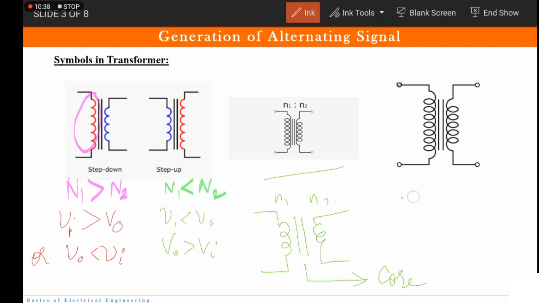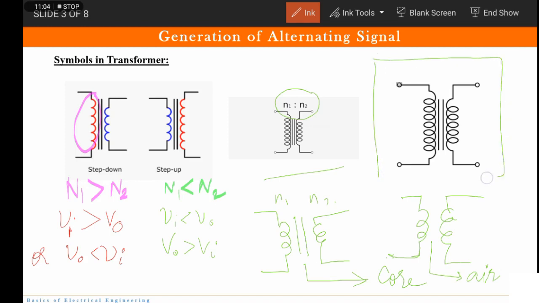Now suppose somewhere it has been drawn like this. There is nothing in between. It means that air acts like a core. So you do not have a solid material, you have air in between. So in one way, N1 and N2 might be specified, and even this is a symbol of transformer.